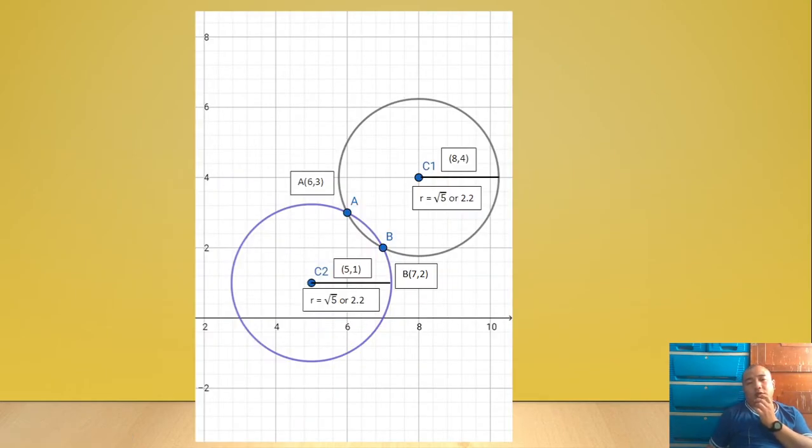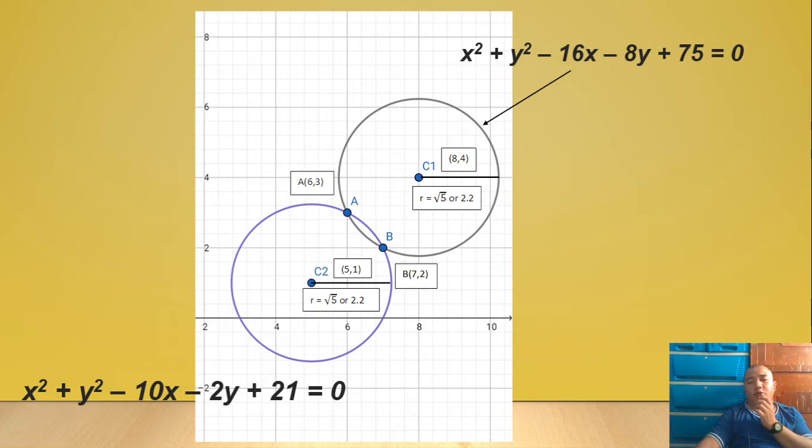Ito na ngayon. So as you can see, for circle 1, the center is 8, 4. Circle 2, the center is 5, 1. Both have a radius of square root of 5, or that's equivalent to 2.2 in decimal form. And as you can see also, these two circles pass through point A and point B. Point A being 6, 3, point B being 7, 2. Diba? Circle 1, yan yung equation niya in general form. For circle 2, ito naman yung equation niya. X squared plus y squared minus 10x minus 2y plus 21 equals 0. For circle 1, we have x squared plus y squared minus 16x minus 8y plus 75 equals 0.